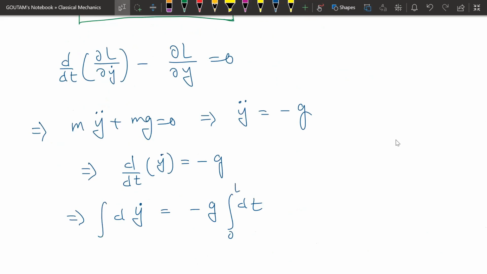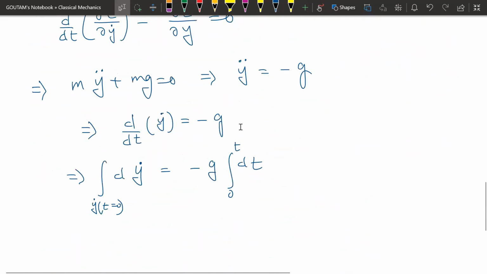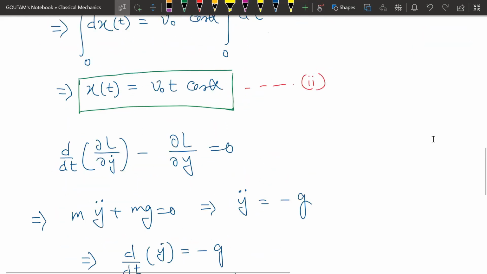If we integrate it from t is equal to zero to t, then at t is equal to zero, the velocity was y dot at t is equal to zero. So what was y dot at t is equal to zero? From the initial condition, it is V0 sine alpha. So instead of this, we can write V0 sine alpha as the lower limit and the upper limit, let's assume, is y dot t at time t. Then we will get y dot t equals V0 sine alpha minus gt. Okay, let's call it equation 3.